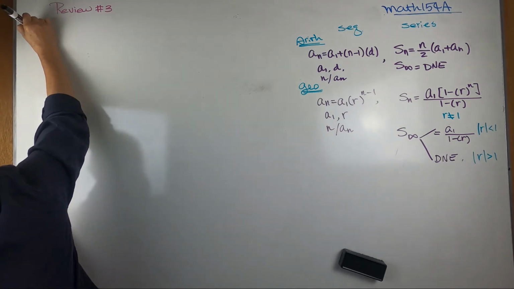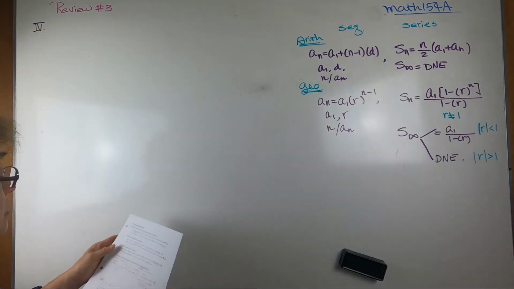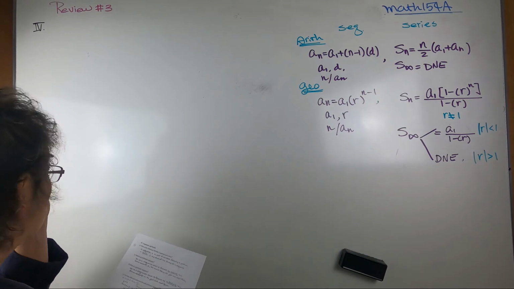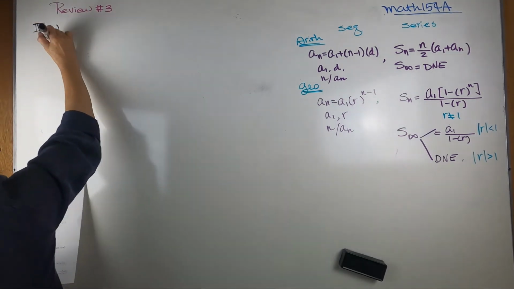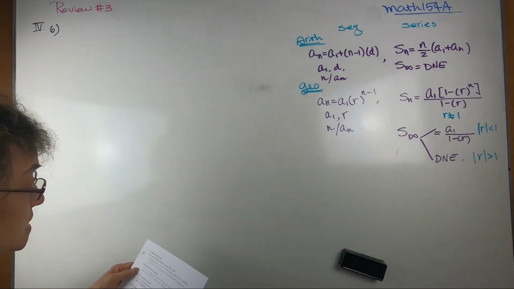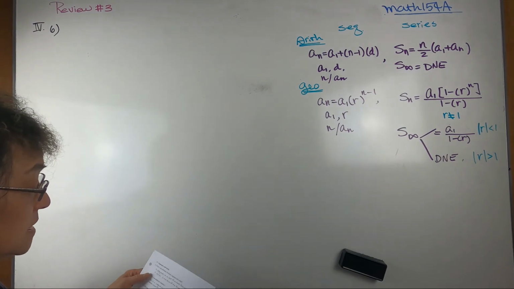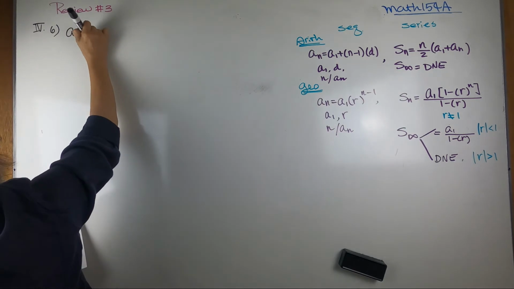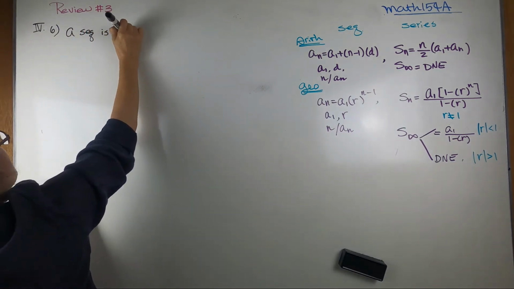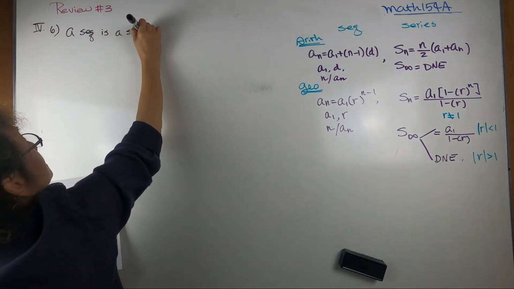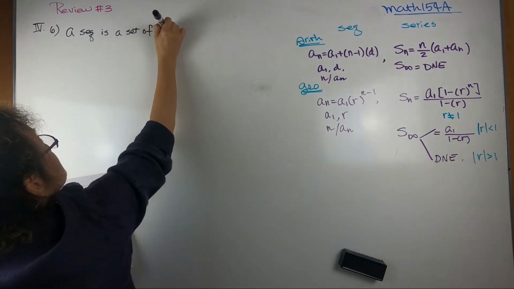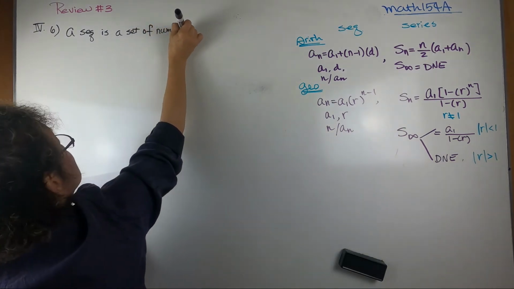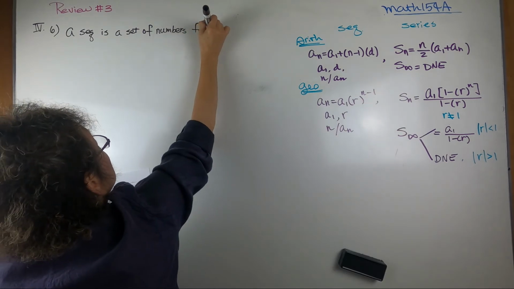So we are here on your page 3, right? It says for number 6, if we ask you what is the difference between a sequence and a series. So what is a sequence? A sequence is what? A set of things, right? We use numbers. A set of numbers following a pattern.